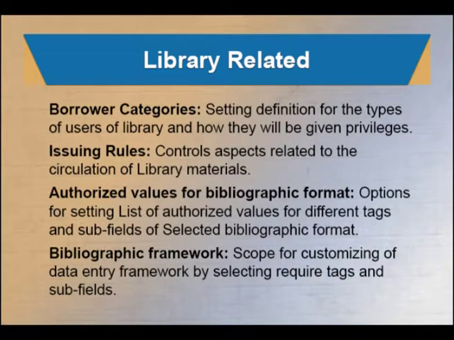Then issuing rules and circulation rule, it is very important: what the user groups can get, how many books for how many days. This kind of thing you need to define in the circulation rule. Each library has its own circulation rule, and the ILS provides a very systematic, user friendly interface through which a library can define their circulation rules.